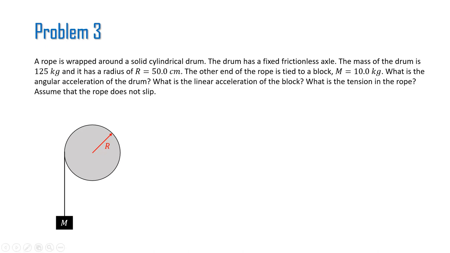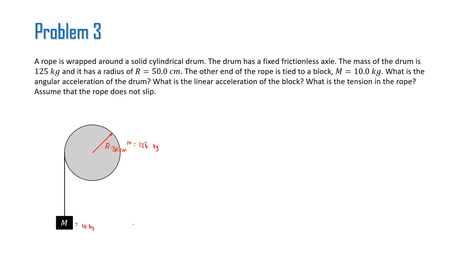So for our third problem, a rope is wrapped around a solid cylindrical drum. The drum has a fixed frictionless axle, and the mass of the drum is 125 kilograms and it has a radius equal to 50 centimeters. The other end of the rope is tied to a block. So this is the block with mass equal to 10 kilograms.